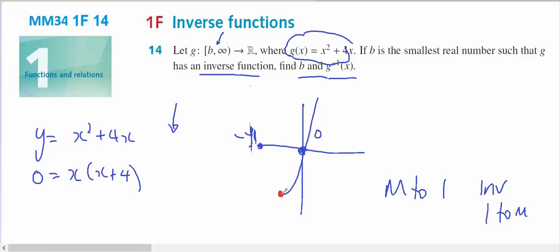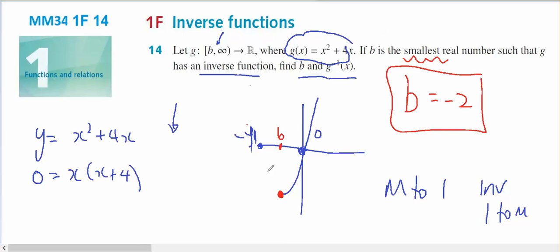So I'd like that to be the value of b, and therefore I will have the function being a 1 to 1, but b being the smallest possible real value. Now that's going to be dead middle between the two x-intercepts, therefore b equals -2.